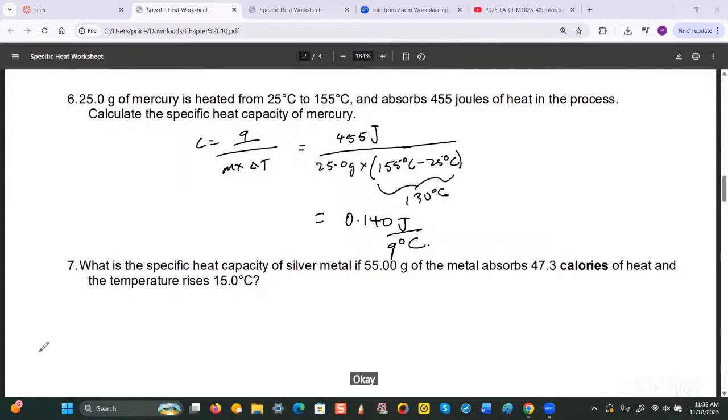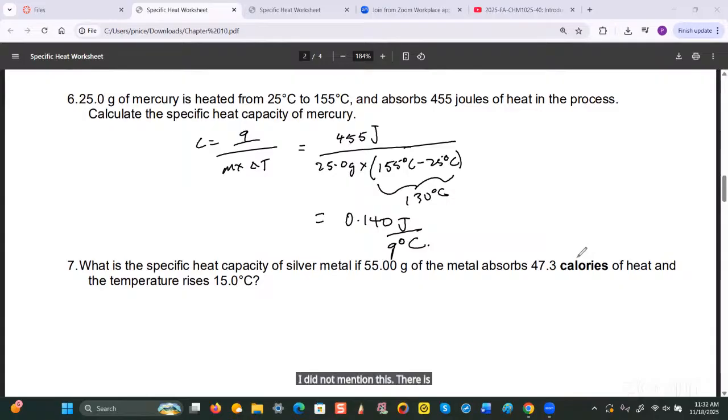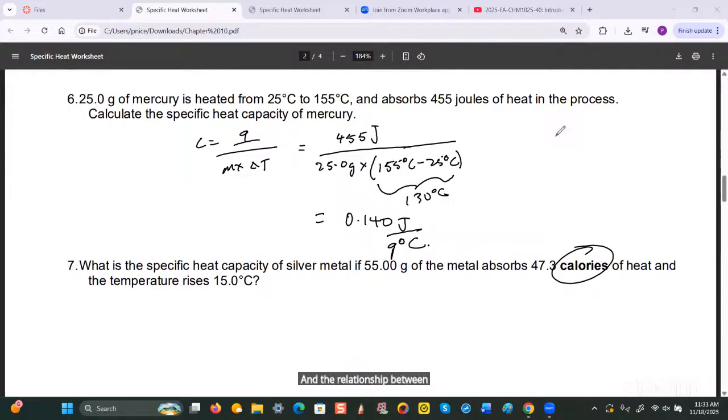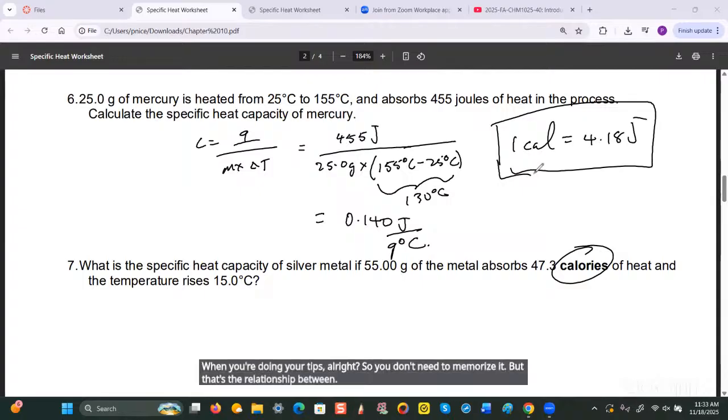Okay, number 7 is basically the same thing. Oh, I did not mention this. There is the non-metric unit of heat, which is known as calories, right? And the relationship between the calorie unit and the joule unit is 1 calorie is equal to 4.18 joules. That is provided in the handout that you have when you're doing your test, so you don't need to memorize this. But that's the relationship between the calorie unit and the joule unit.